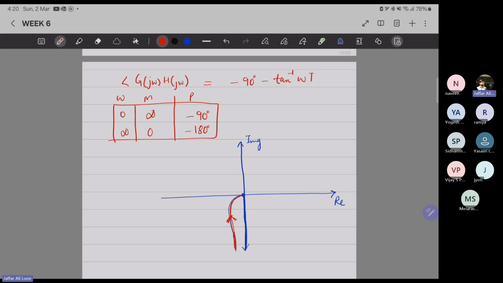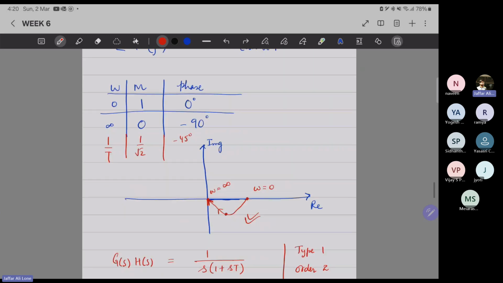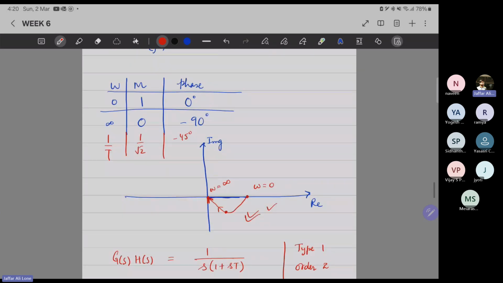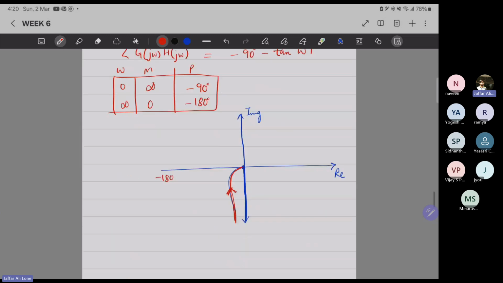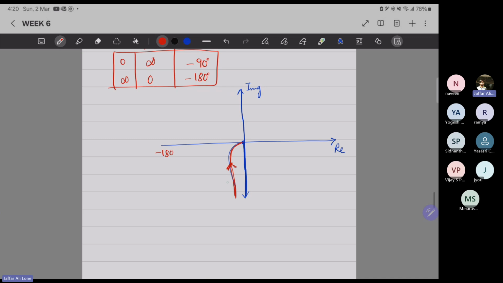So we got a polar plot like this, right? This is minus 180 here if we go like this. Now there is a pattern. If you can see, I started with a type 0 and order 1 system, and I was in quadrant 4. Then I started with type 1 and order 2, and I am in quadrant 3.